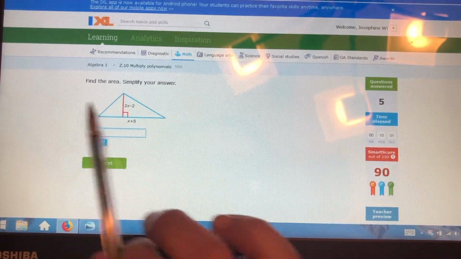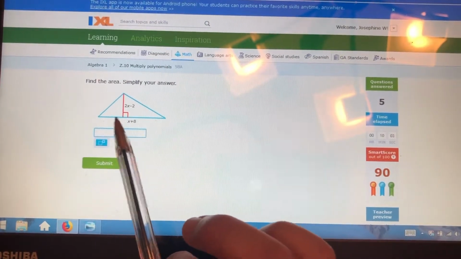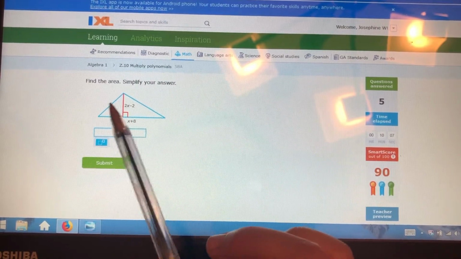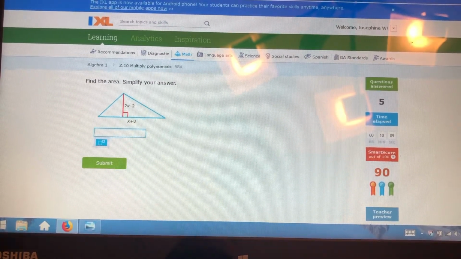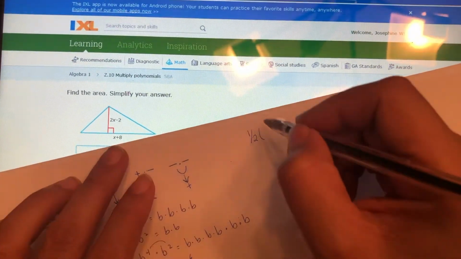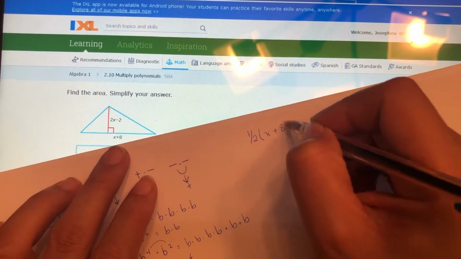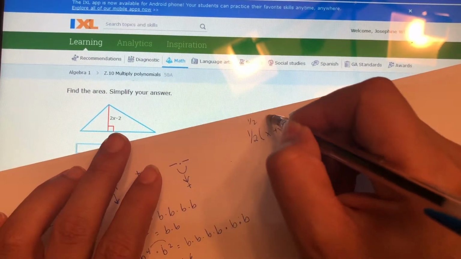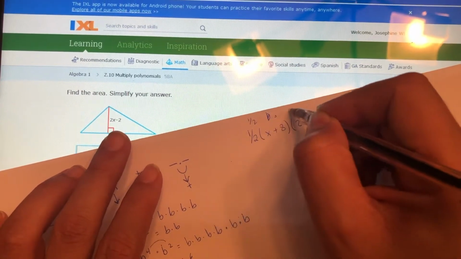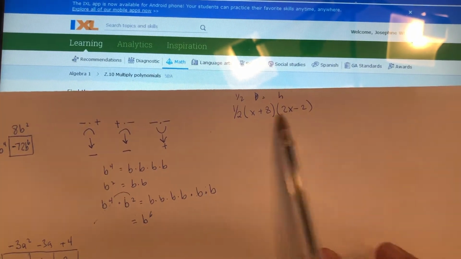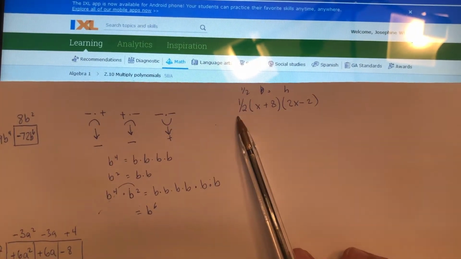All right, this is finding the area. And the area is just whatever the formula is for the shape. For example, this is a triangle. So the area of that triangle is a half times the base, which is x plus 8, times the height, which is 2x minus 2. That's a half base times height. And now this is what you're multiplying. So I'll go ahead and multiply these two out and then come and multiply by half.